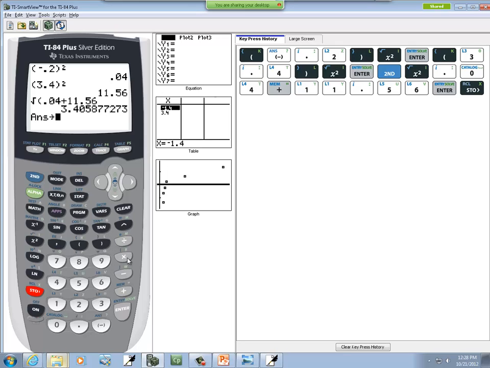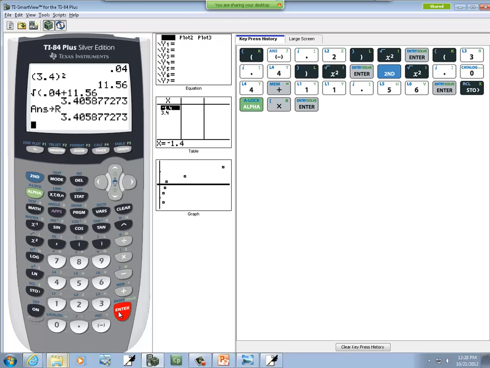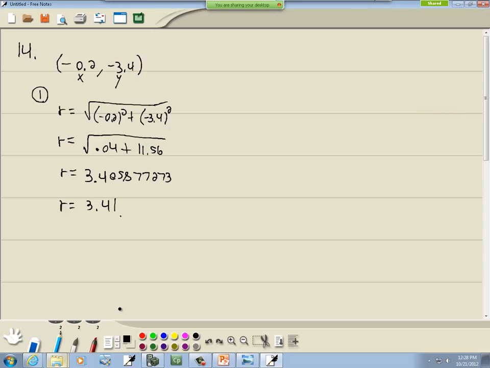Now I can see R there, above the times. So do alpha, then the times, and that puts R in there, and we press enter. So then that's stored, so we can use it from now on. The reason why I say that it's not going to benefit us any is if I go to step 2 and I do cosine theta is equal to x over r, well, x is negative 0.2, and r is, I'll just write down 3.41. That's not going to give us anything on the unit circle. I don't even need to try it, so it fails.